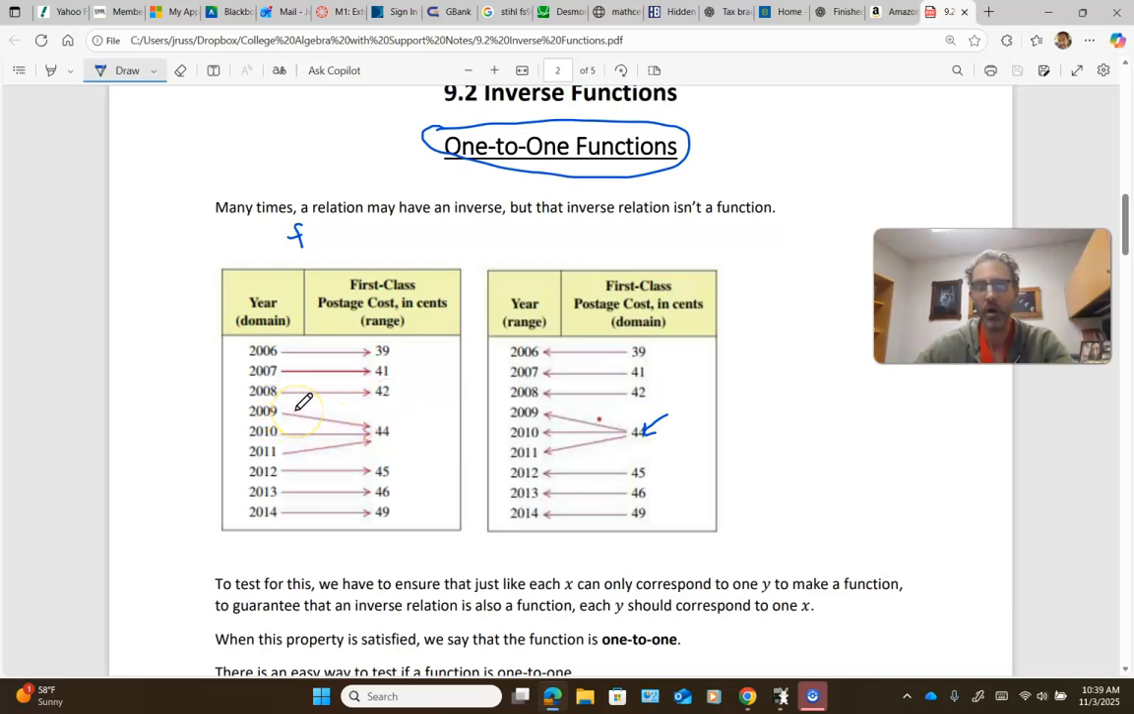Or more broadly, that each of these years would have to have a unique cost, okay? You couldn't have these 3 years going to 44 cents. And that's what we mean by one-to-one. Each x can only have a unique y, okay? Only when a function is one-to-one will its inverse also be a function.